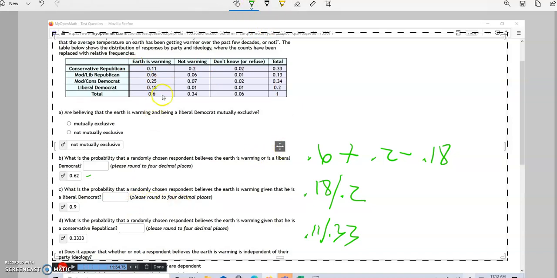Given that he is a Liberal Democrat, so Liberal Democrat given, so 0.2, that's the denominator, and Earth is warming 0.18, so 0.18 divided by 0.2 goes there. Given that he is a conservative Republican, so 0.33 goes in the denominator, whatever is given goes in the denominator. That he is a conservative Republican, 0.11, so 0.11 divided by 0.33.